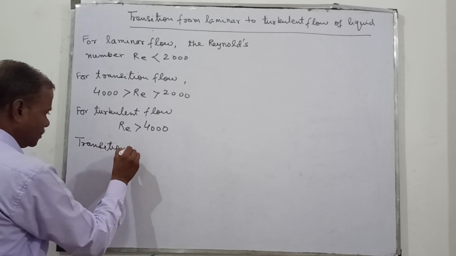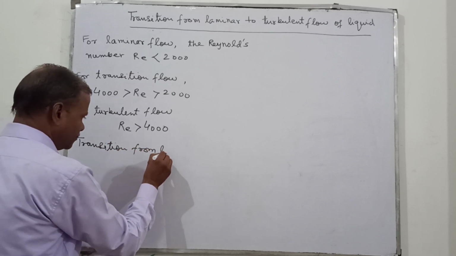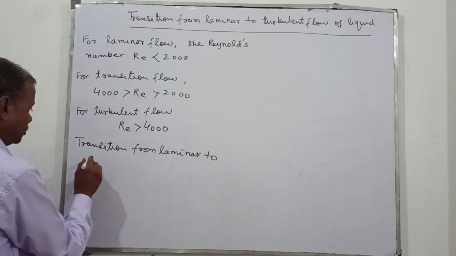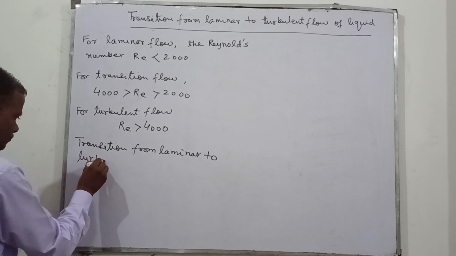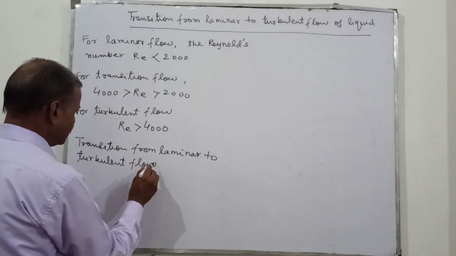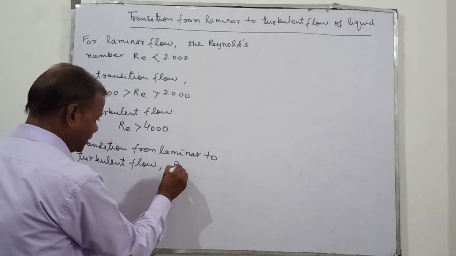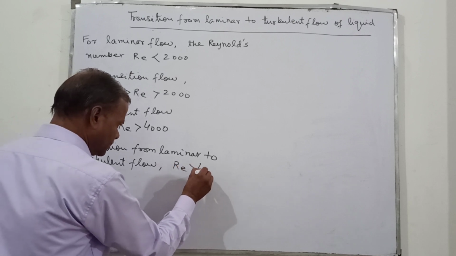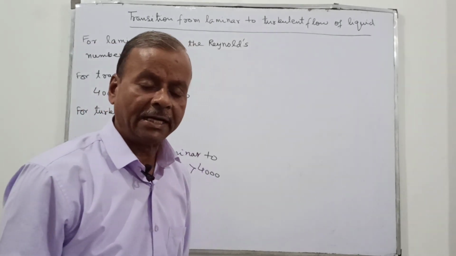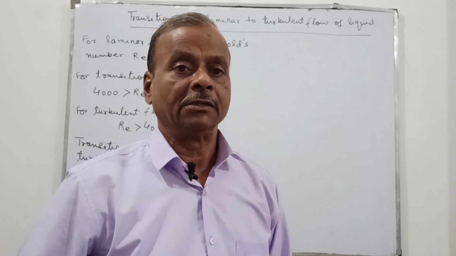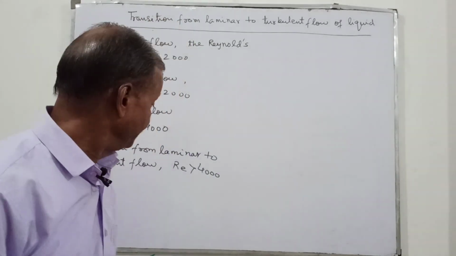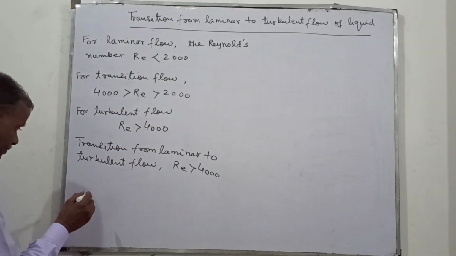Transition from laminar to turbulent flow: the Reynolds number must be greater than 4000. This is the condition. And I have also shown you these three kinds of flow by means of the picture.